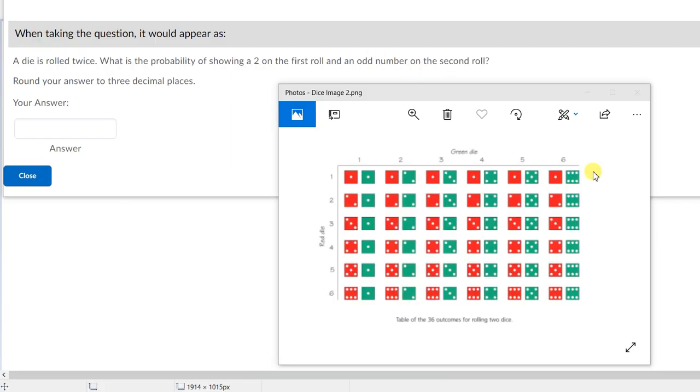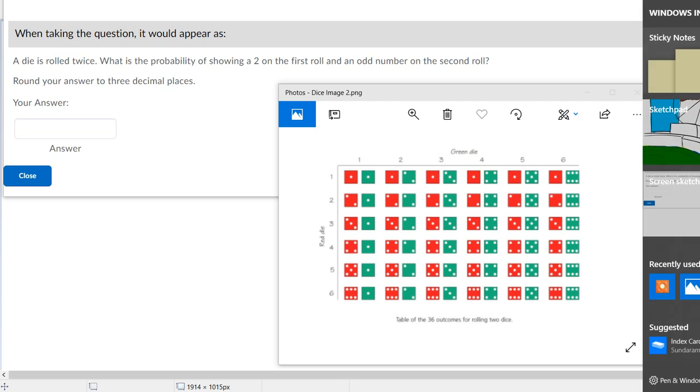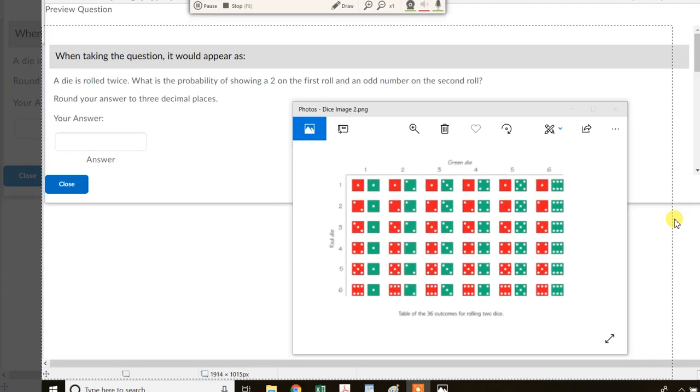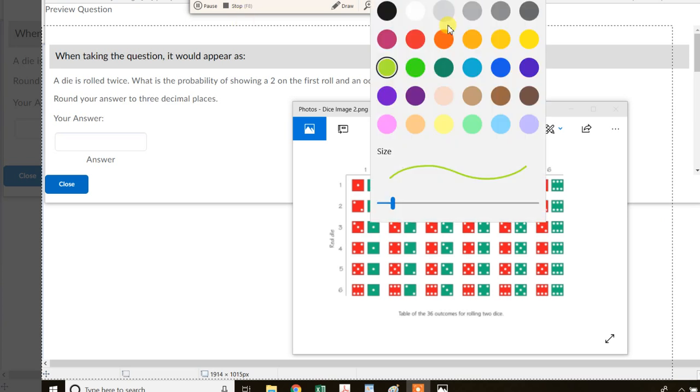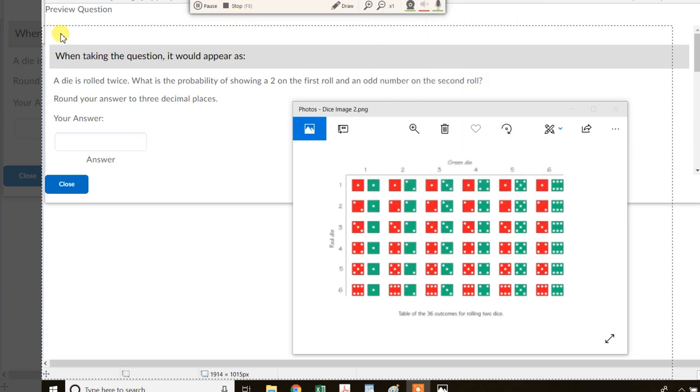Okay, this is problem number 14. And so I've actually pulled up a picture of the dice just because I know it's a dice problem. So let's go ahead and analyze this. So number 14, first of all, let's put the number down. So we're on problem number 14. And so the probability of showing a 2 on the first roll, that would be one event. Okay, we'll call that event A. And then an odd number on the second roll, we'll call that event B.